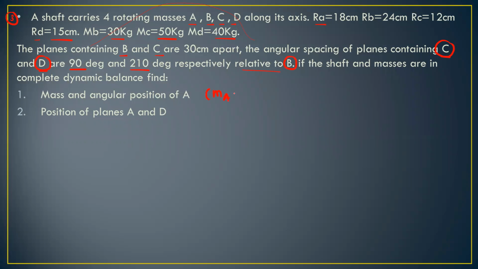So we have to find out the MA, which is an unknown value, and the angle theta A with respect to mass B, and the position of planes A and D. Okay. So note down this given problem. So you can take the screenshot.